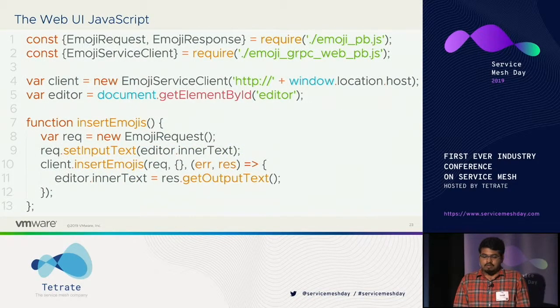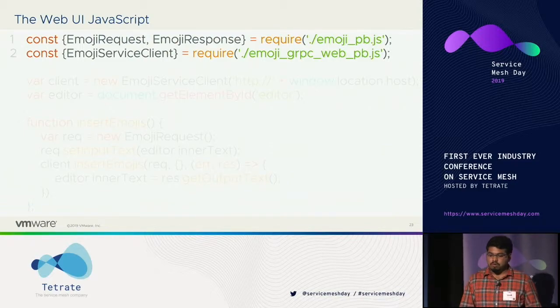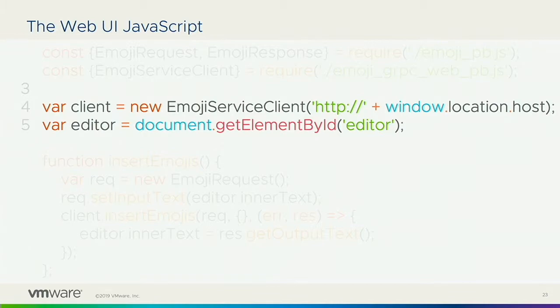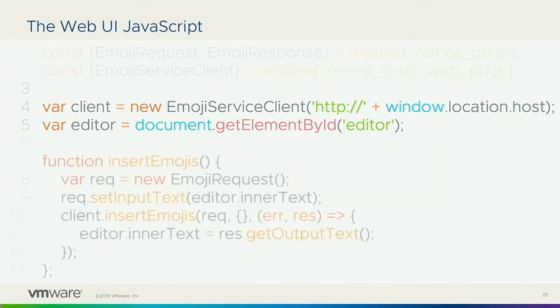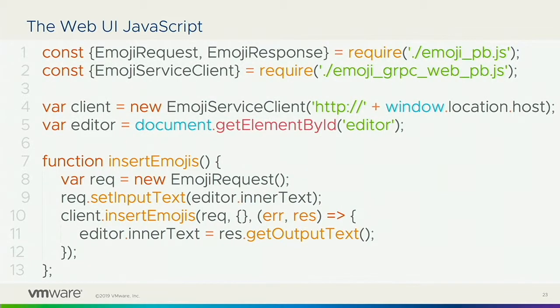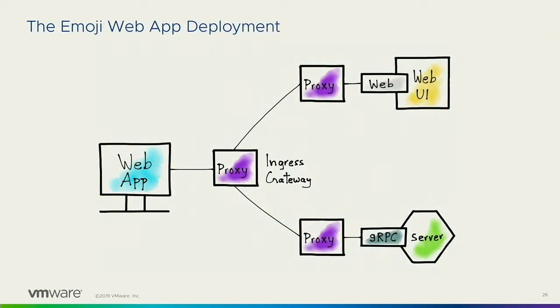Here's the JavaScript. It's very straightforward. We first load the protobuf generated bindings, then create a client to the backend, take a reference to the div, and in the callback, we create a new request, take the input text from the div, set it as input text on the request, and call the insert emojis function on the client itself. And finally, in the callback, we take the output text from the backend and set it as the text in the div.